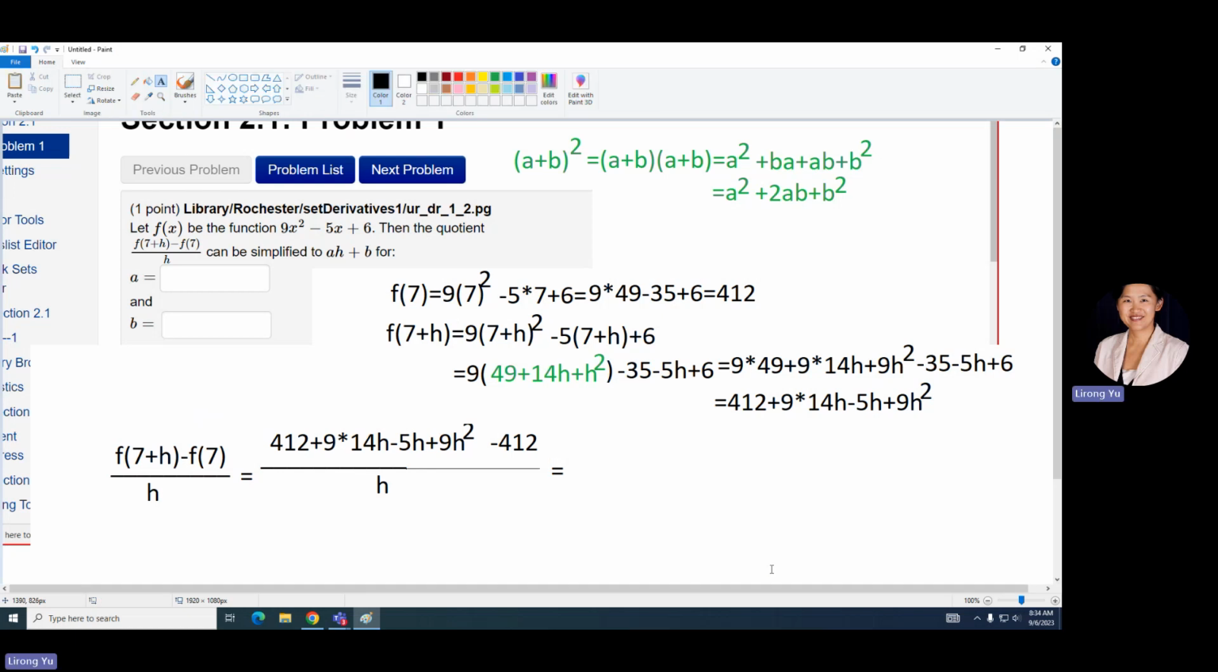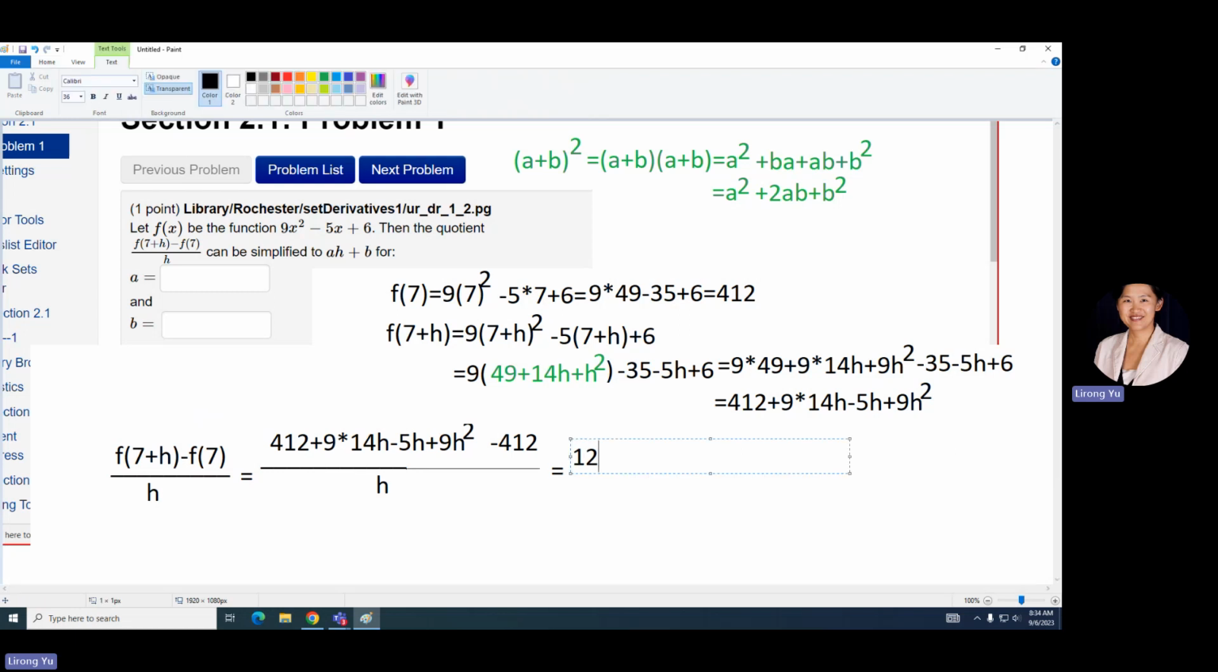In your version, you should see a similar situation. The numerical terms are canceled or combined, and all we have left are the h terms. We should multiply 9 with 14. 9 times 14 is what? 126. Okay. So we then end up having 126h minus 5h plus 9h squared.